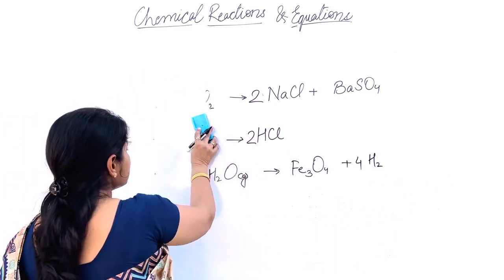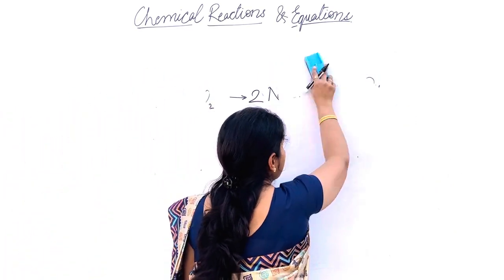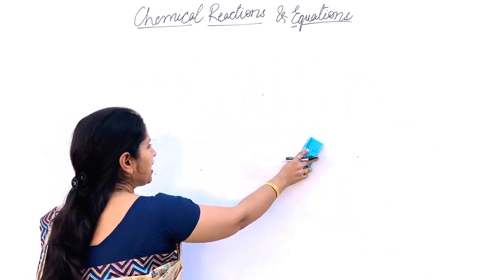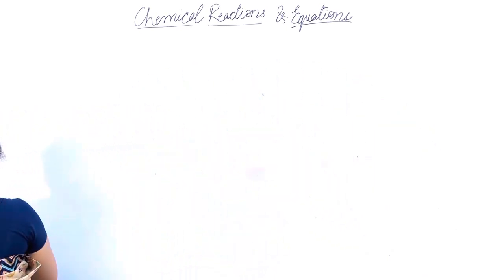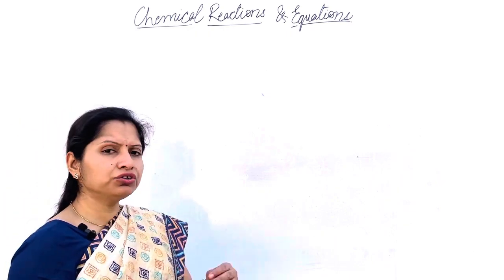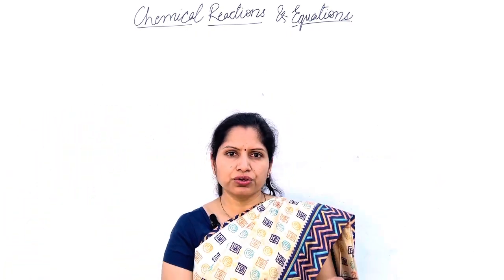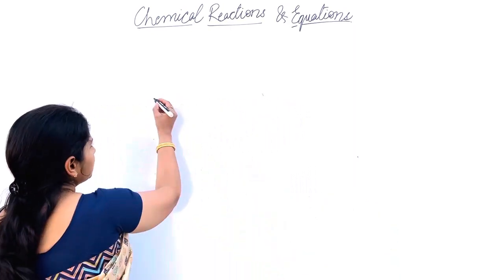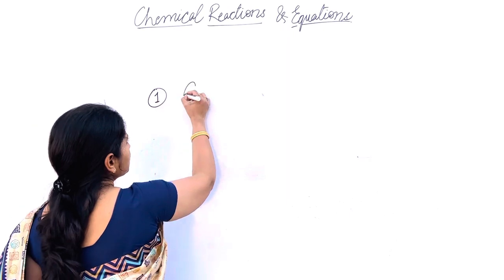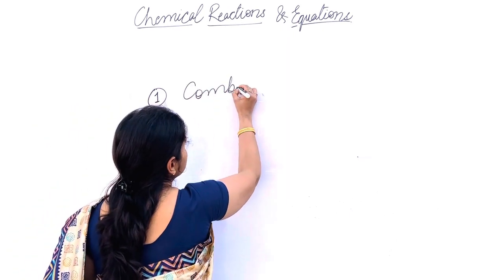Now we'll see the types of chemical reactions. Different types of chemical reactions are there, and one particular reaction could belong to more than one type also. Okay, so we'll see what are the different types of chemical reactions. First chemical reaction that we are going to talk about is combination reaction.